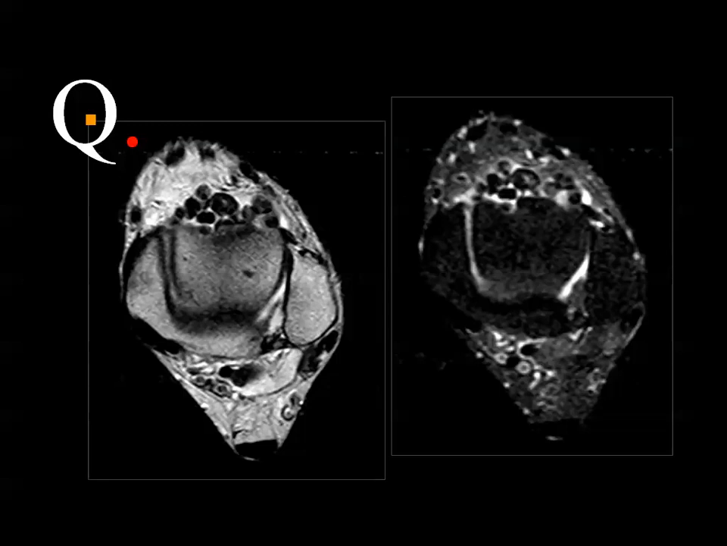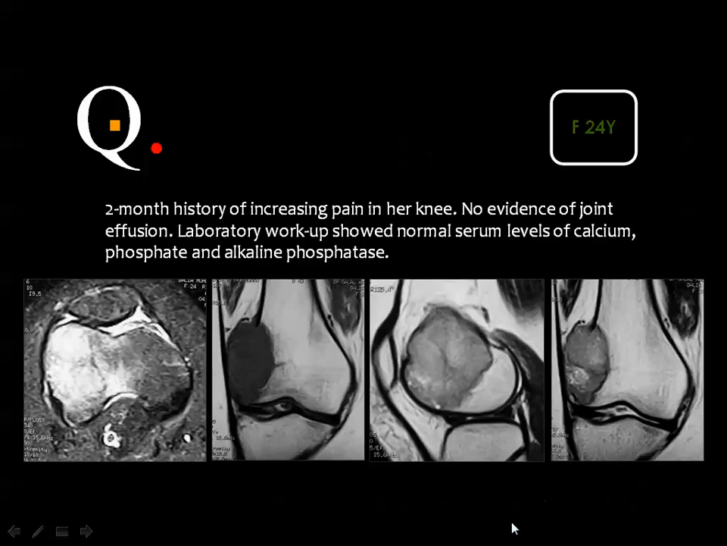Yes, axial images of the ankle. There are multiple loose bodies in the anterior and posterior compartments of the joint, diagnostic of synovial osteochondromatosis.